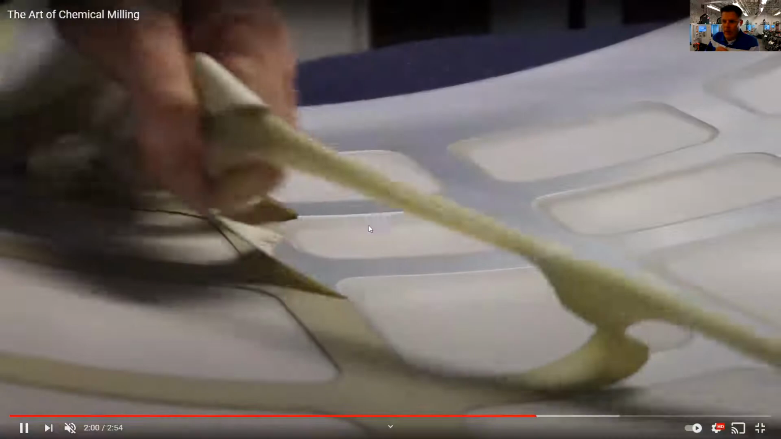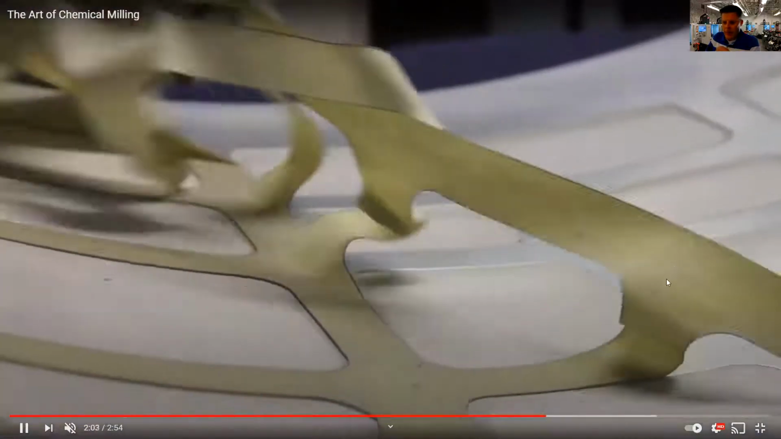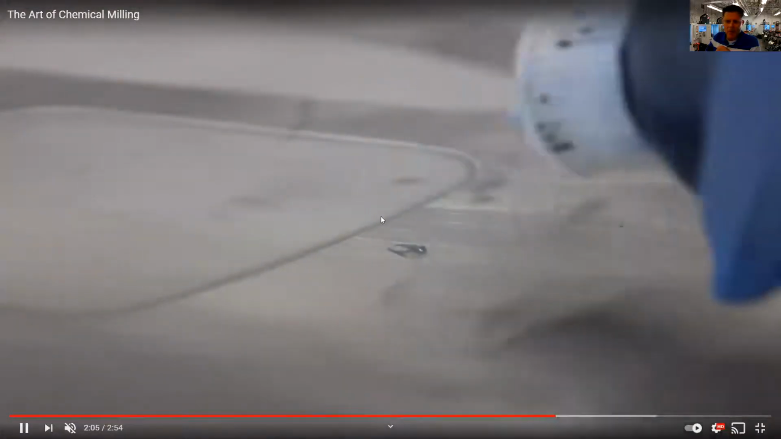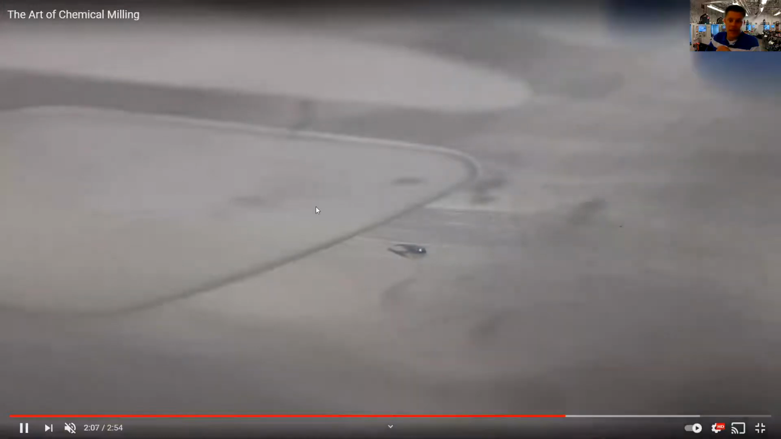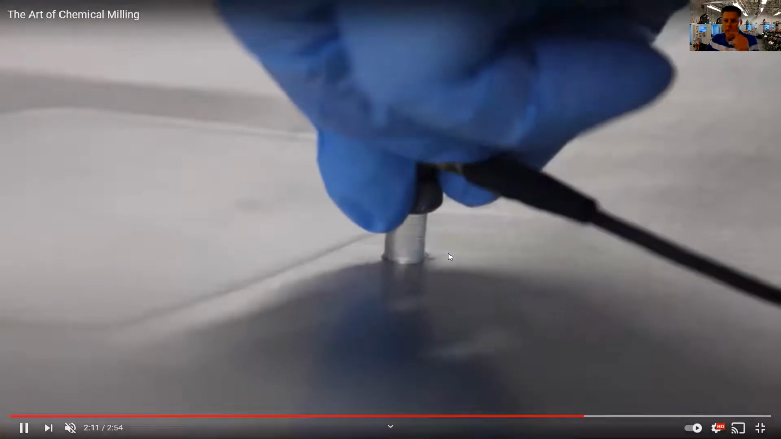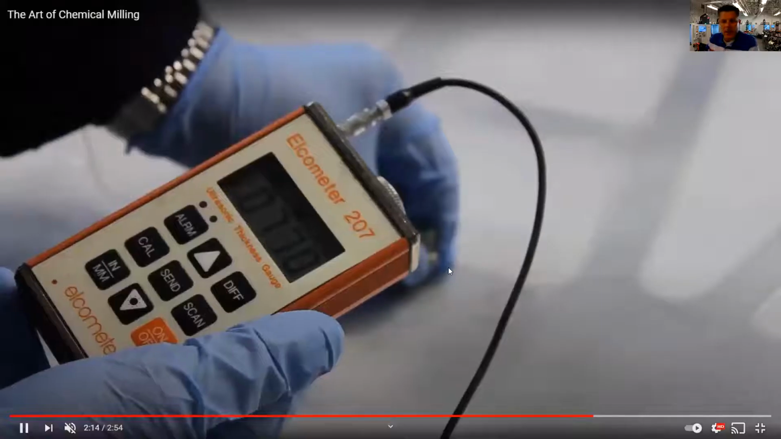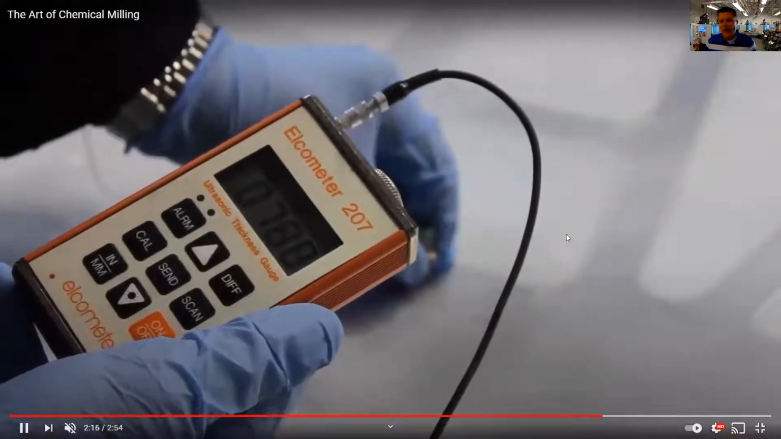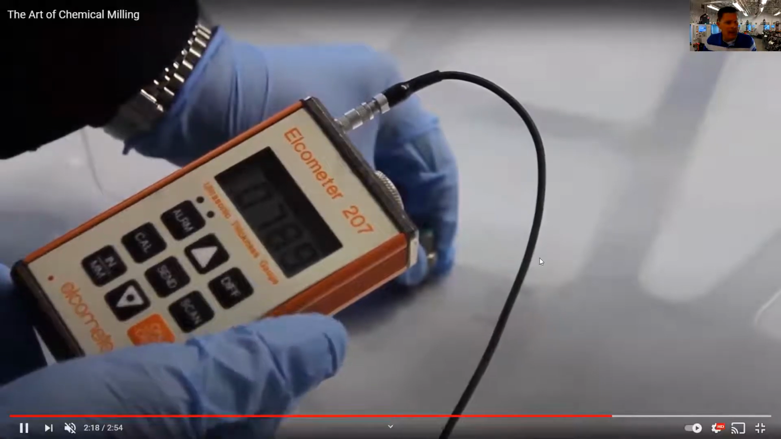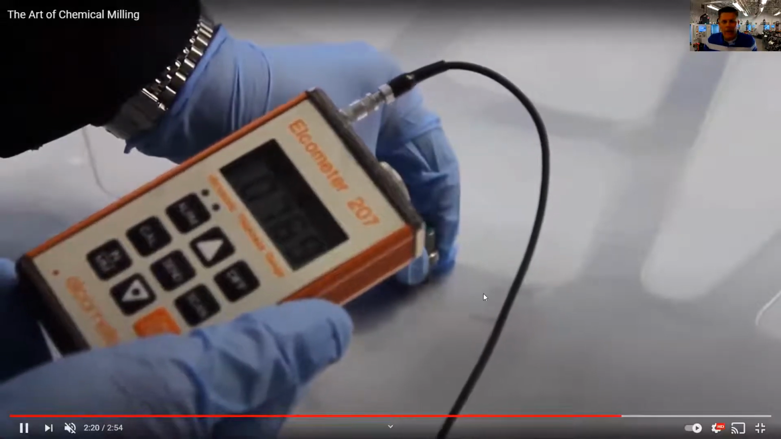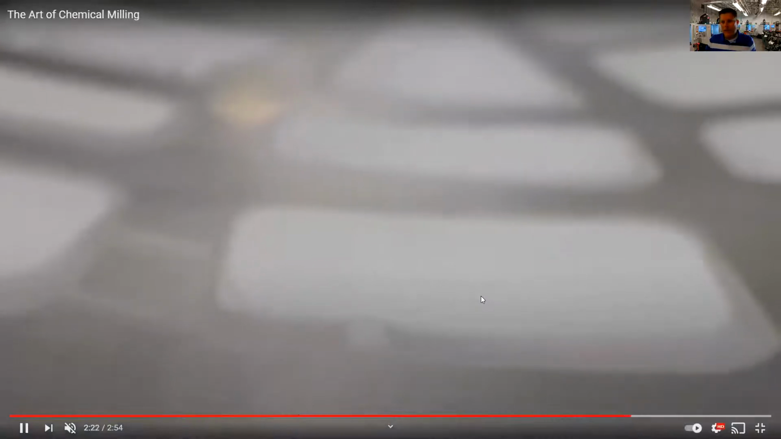Then they peel off that acid resist. So what they're left with is basically a nice pocketed piece of sheet metal right here. You see this? This makes it very lightweight, right? This piece of sheet metal, this is an ultrasonic transducer that tells the thickness, but this large piece of curved sheet metal is only 77 thou thick, and they put pockets into it to make it lighter weight. So that's a really good example of what chem milling can do.